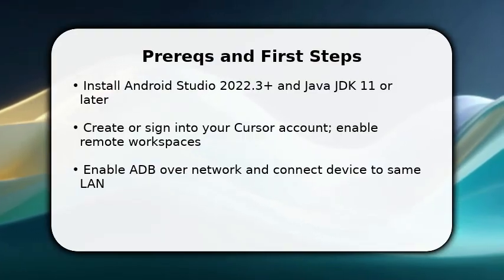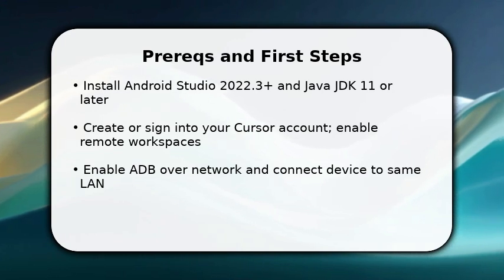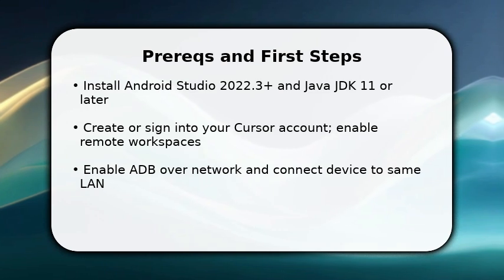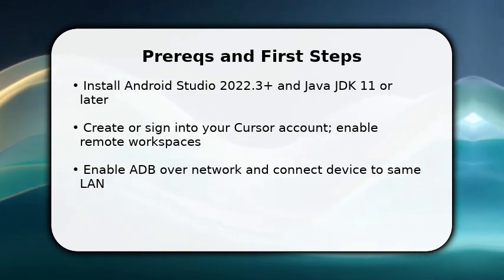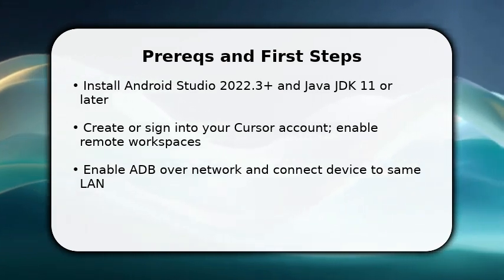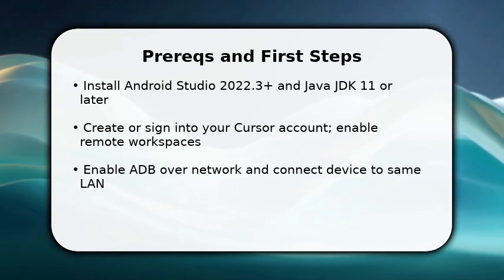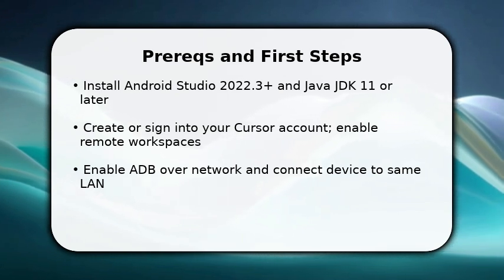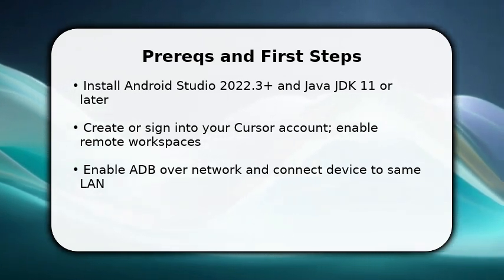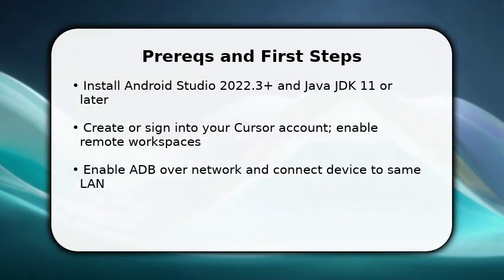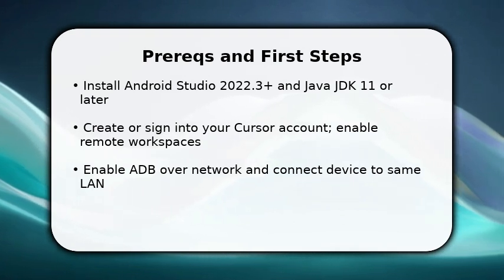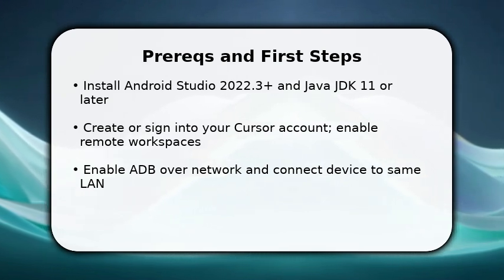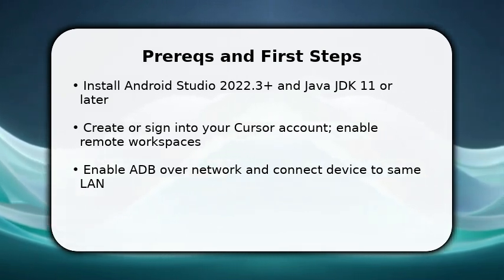You start by confirming prerequisites: Android Studio and a compatible JDK, plus a Cursor account. Once done, sign into Cursor and create a remote workspace so your IDE can pair. Next, enable ADB over network on your device or emulator. This lets Cursor forward ADB traffic. Make sure Android Studio's SDK path matches the remote environment. These steps establish the baseline, so discovery and pairing will work without conflicting SDK versions or permission errors.